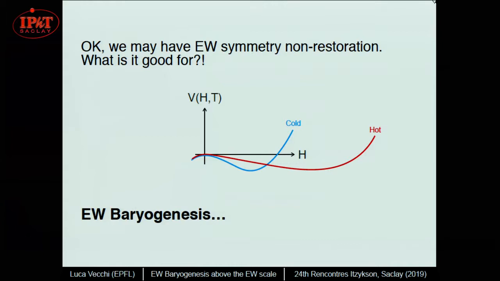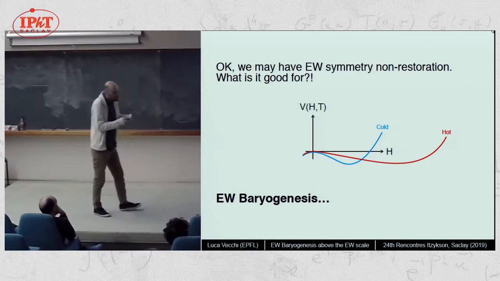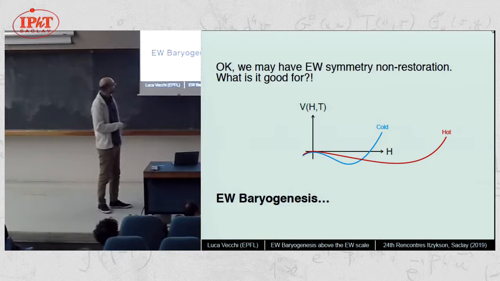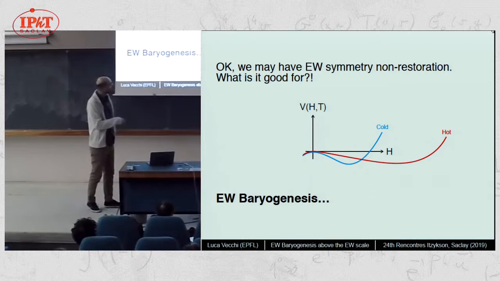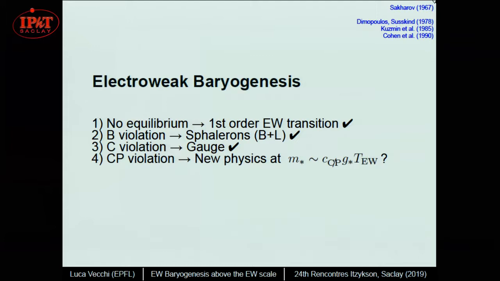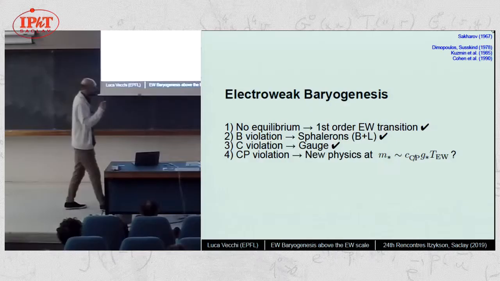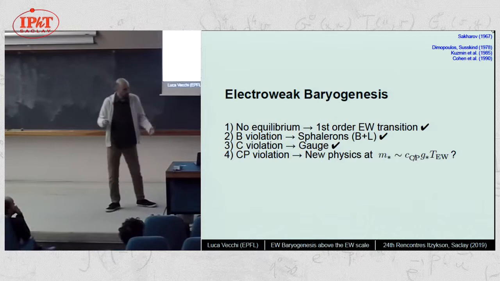Now we have seen, in a way proved, that there is at least a regime, a limit in which the idea of electroweak symmetry non-restoration works. So this third option works. It is possible. But the question is, what is it good for? Why do I care about that? The reason we cared was electroweak baryogenesis. Electroweak baryogenesis is a very nice idea. It was, I think, vaguely mentioned by Dimopoulos and Susskind many years ago, and then proposed more precisely by Kuzmin and Shaposhnikov and collaborators. The idea is the following.